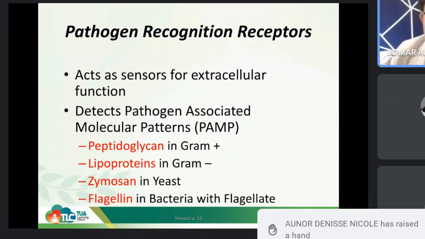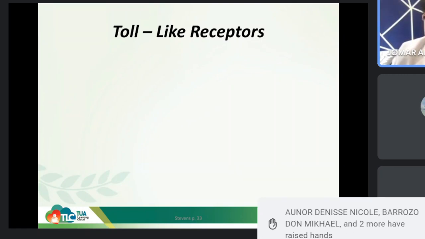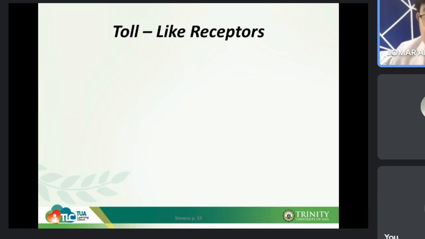Now, an example. Magbigay tayo ng example ng pathogen recognition receptor na meron tayo ngayon as we speak. And these are what we call now your TLR or your toll-like receptors. Okay? Remember, ladies and gentlemen, your toll-like receptors, ito na yung mismong pathogen recognition receptor na makikita sa ating cell. Can I see a raise of hand if we're clear? So, all of your phagocytes, all of your leukocytes have increased levels of toll-like receptor.